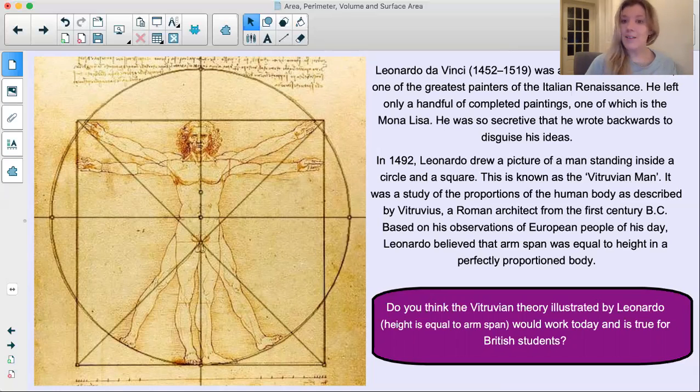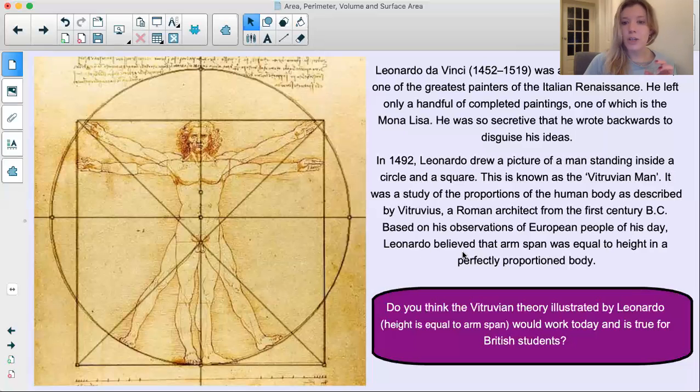In 1492, Leonardo drew a picture of a man, Exhibit A, standing inside a circle and a square. This is known as the Vitruvian man. It was a study of the proportions of the human body as described by Vitruvius, a Roman architect from the 1st century BC, based on his observations of European people in his day. Remember, that is back in 1492.